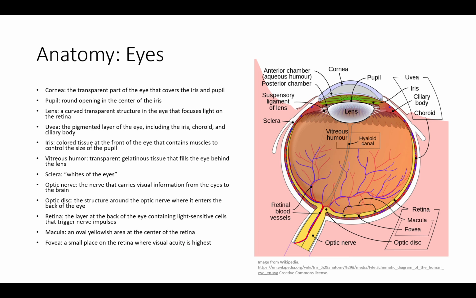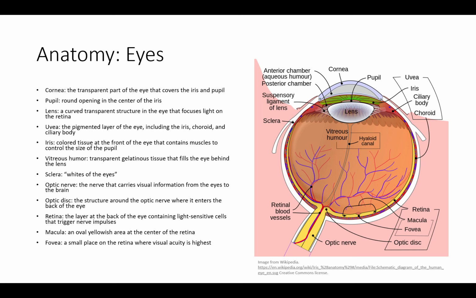Now we'll review eye anatomy. The cornea is the transparent part of the eye that covers the iris and pupil. The pupil is the round opening in the center of the iris that permits light to pass into the eye. The lens is a curved, transparent structure that focuses the light on the retina. The uvea is the pigmented layer of the eye and includes the iris, choroid, and ciliary body.